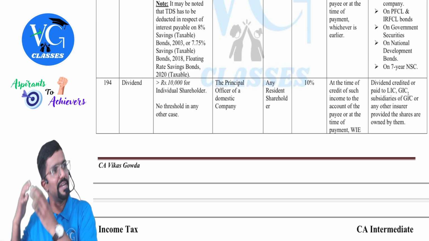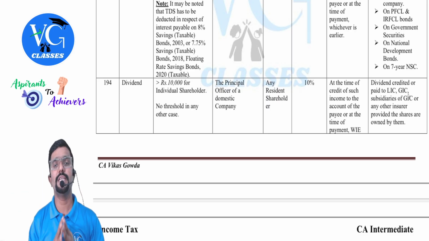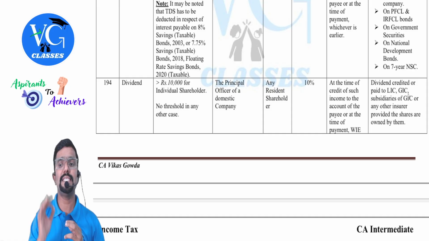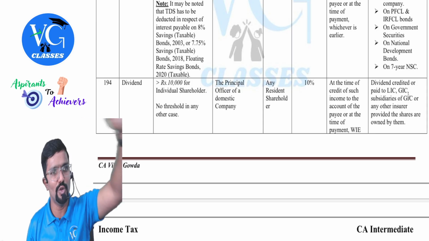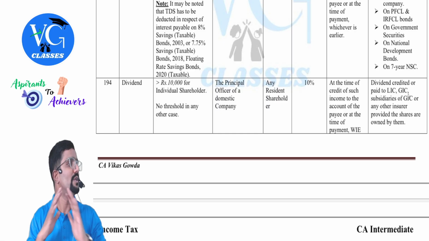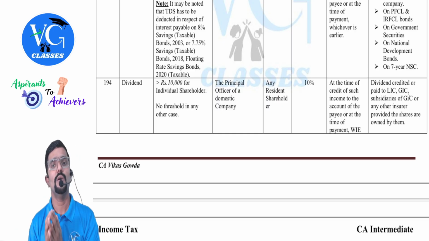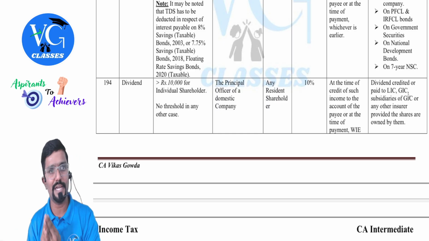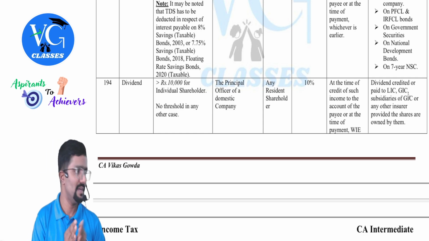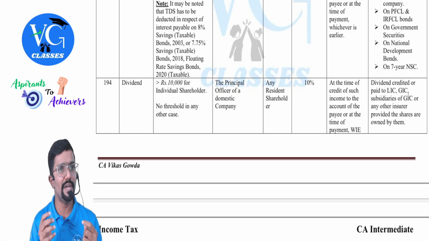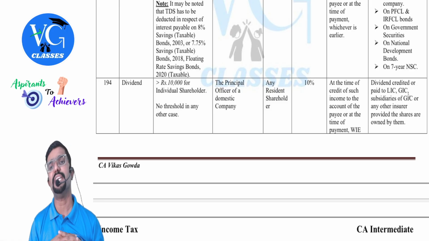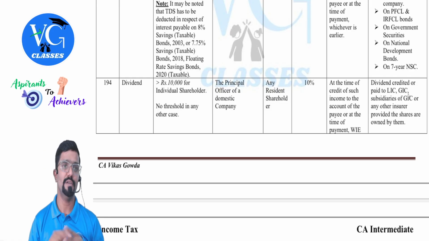TDS should not be deducted when the dividend is paid to LIC, GIC or subsidiaries of GIC or any other insurer, provided the shares are owned by them. Same story, even if interest is paid to them, no TDS. Even if dividend is paid to them, no TDS, guys. Clear? Because whatever premium the insurance companies collect, they will invest in the markets, either in shares or in debt instruments. On that, they will earn interest or dividend, no? The payer need not deduct TDS on it. Okay, sir. Fine. Hope you understood.